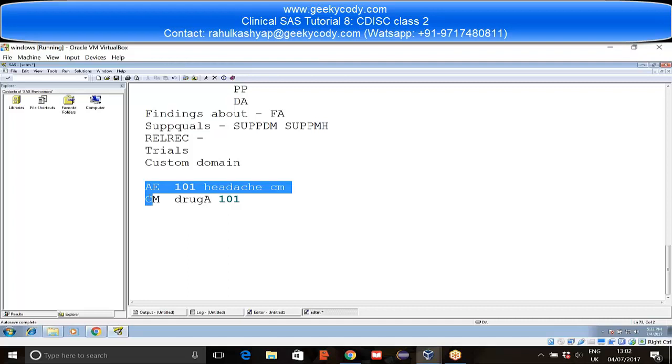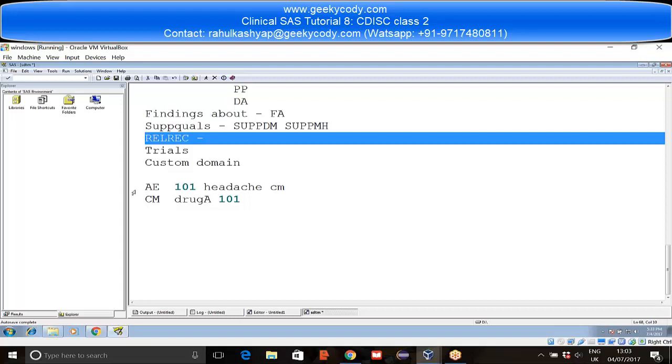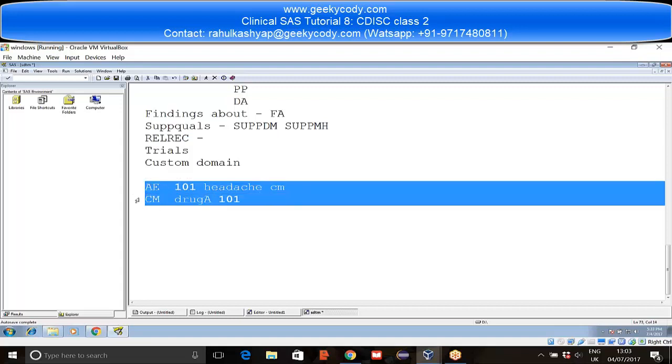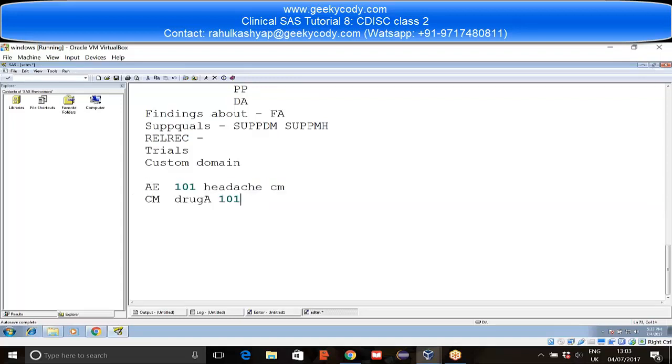Now here we will link these two and we'll map this to the relation record. We'll create a new domain taking complete information. That is called a relation record. That means we are creating a relation between these two. Do you understand?